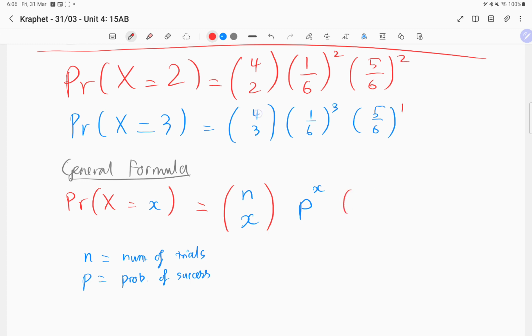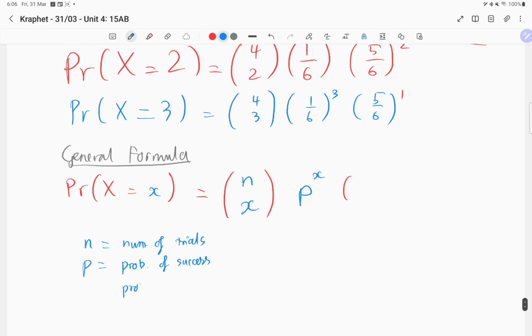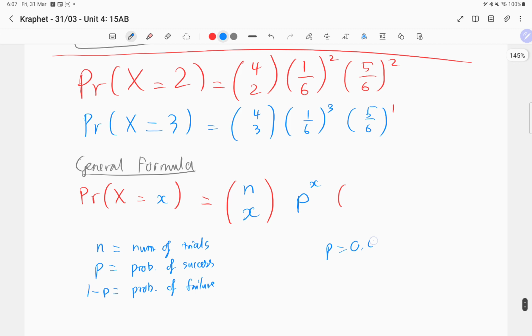And what's the probability of failure? The probability of failure is 1 minus p. This is only success or failure. If p is 0.4, then the probability of failure would be 0.6. If it's a 40% chance to succeed, then 60% chance to fail. So that's why it's 1 minus p. So you would write this one as 1 minus p. And then what's the power? This is the tricky bit. What's the power of this one? What do you think, Peter?